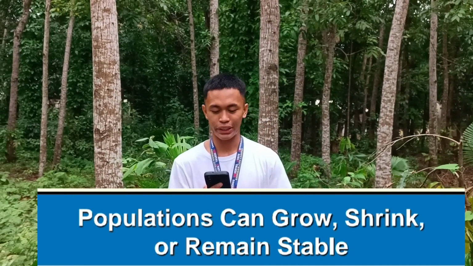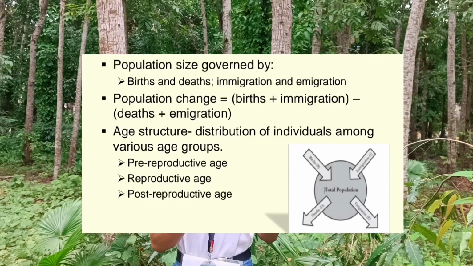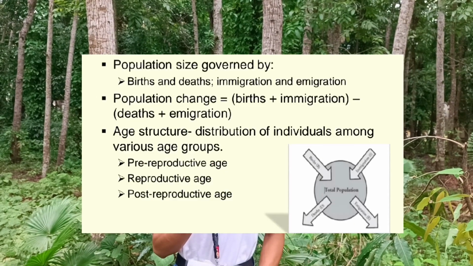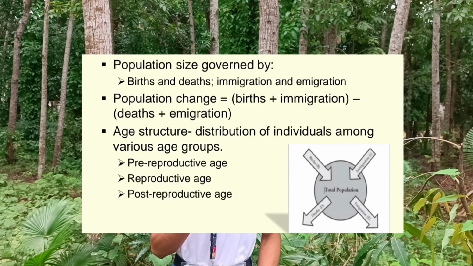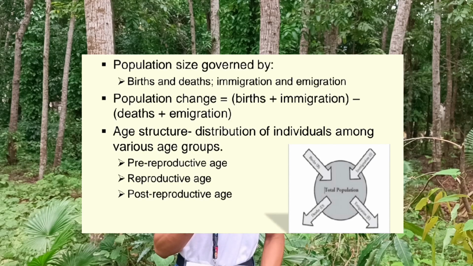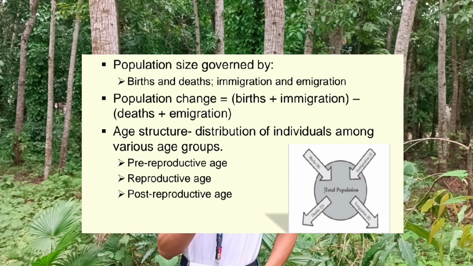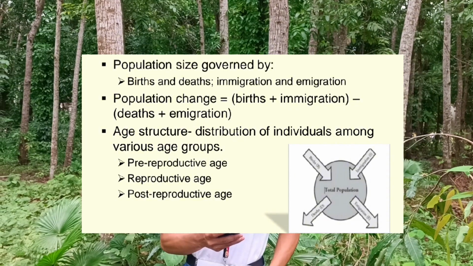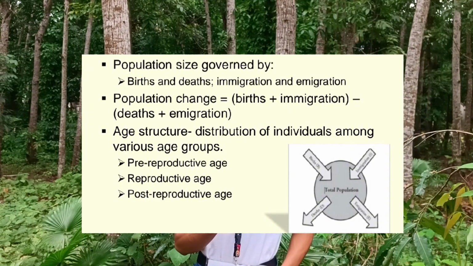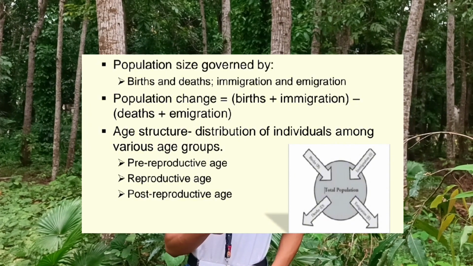We have three types here. Number one is population size, governed by births, deaths, and immigration. Number two is population change. And the last one is age structure and the distribution of individuals among various groups.